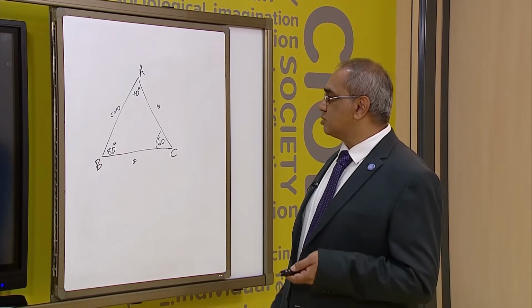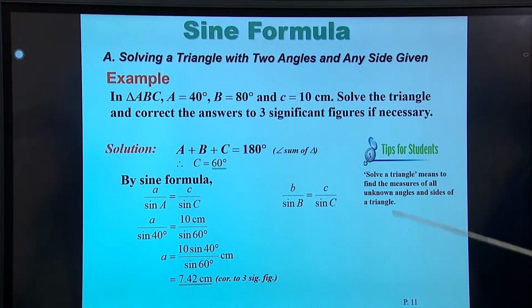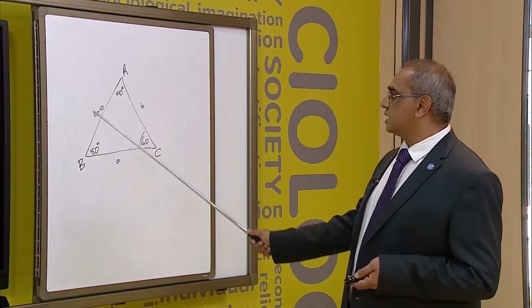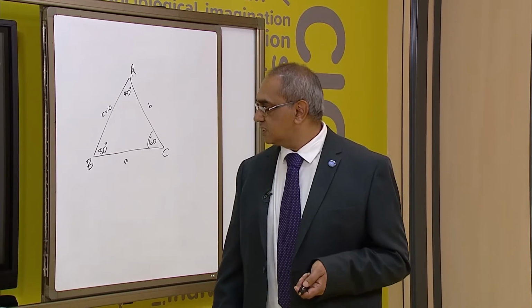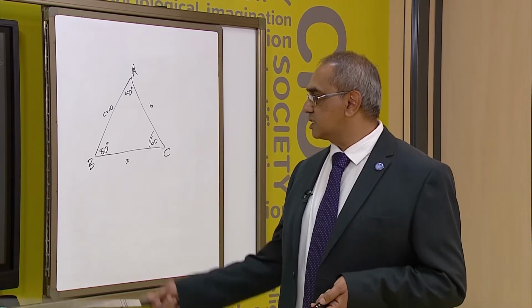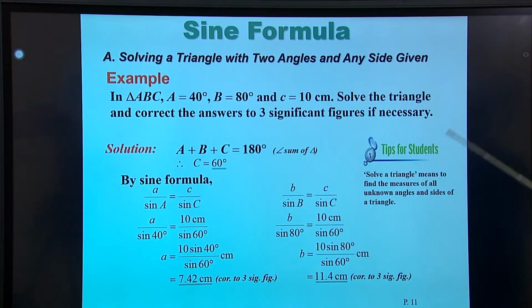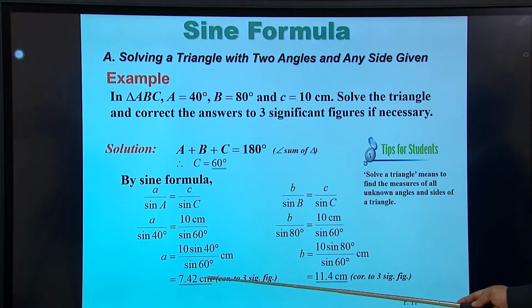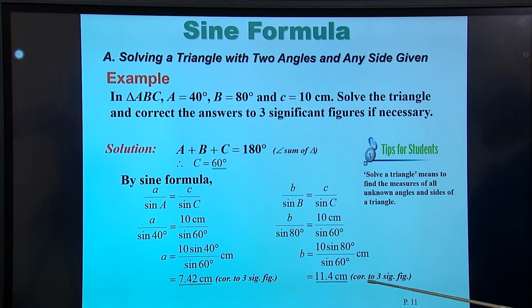All right. In a similar way, I can find out what b is. So b over sine B is c over sine C, and I solve for that. And very straightforward, my answer comes out there as well. What you need to pay attention to here as well is three significant figures. Notice, in this case, three significant figures is 2 decimal places. In this case, it is 1 decimal place. So don't confuse significant figures and decimal places.